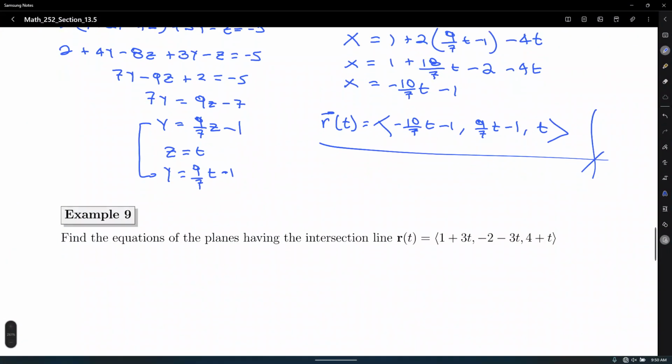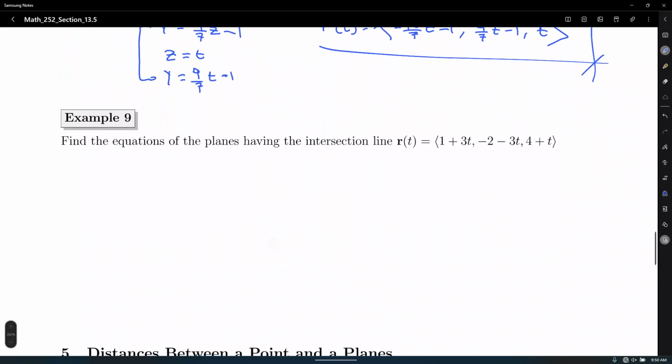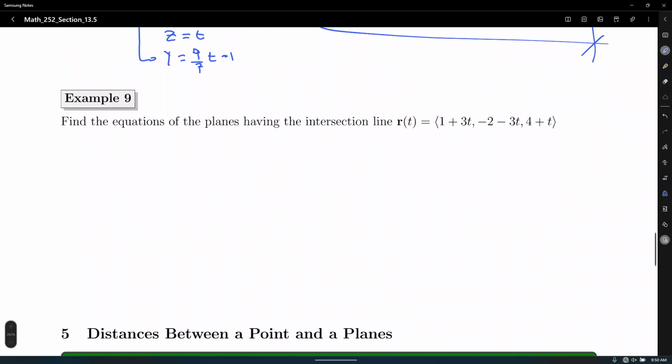Oh, wait, no, there's another problem. Oh, for this problem, I like this one. Oh, quick question. Why did you put z equals 2?